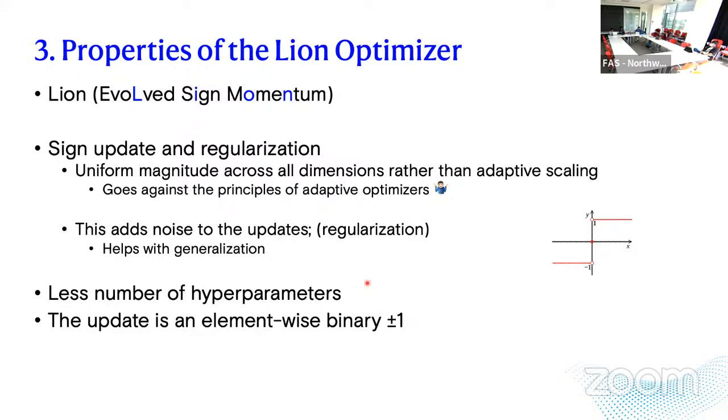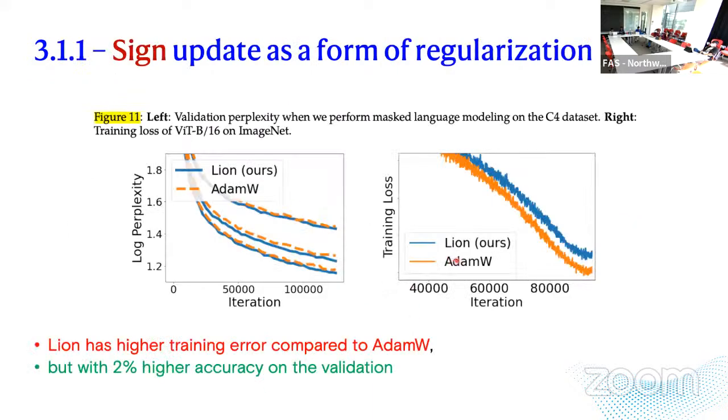I need to actually double check this. So this also has beta 1 and beta 2, but I think there might be fewer tunable hyperparameters. The event-wise update is like binary 1 and 0. Because of this noisy step, they have discovered that it has higher training error compared to Adam. So this is an image classification task.